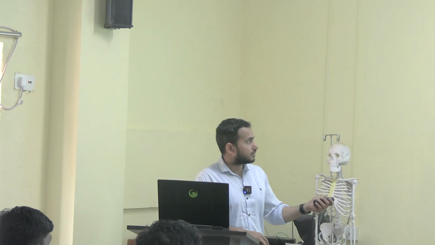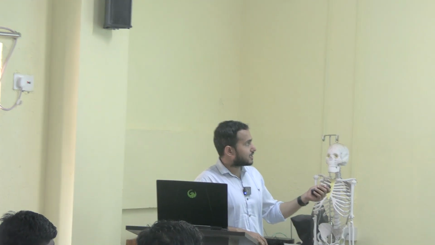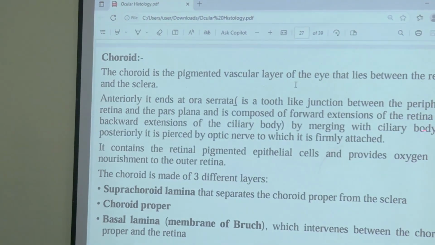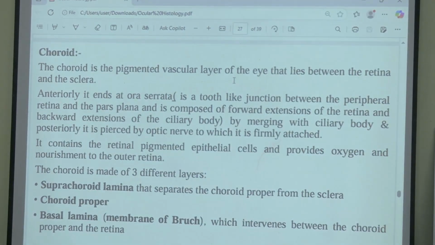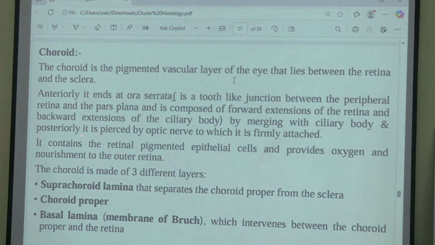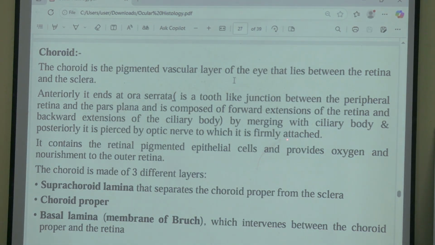Anteriorly it ends at the ora serrata by merging with the ciliary body. So the choroid will end at the ora serrata, and anterior to that the ciliary body will start. Posteriorly it is pierced by the optic nerve, as I have just shown you, where it is firmly attached to the optic nerve.